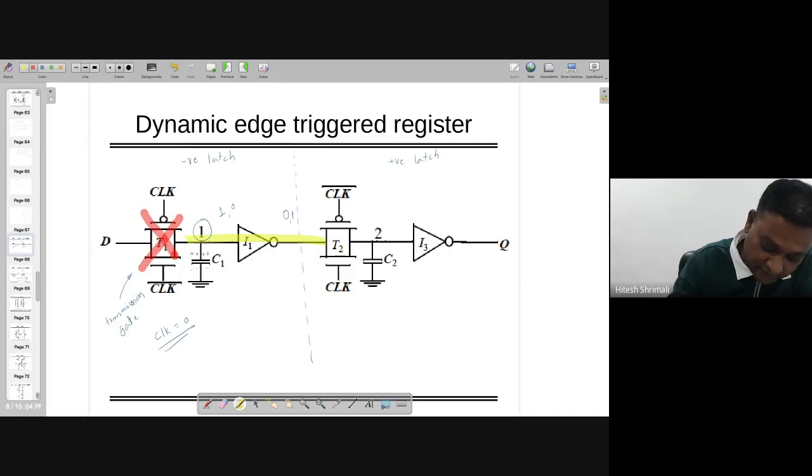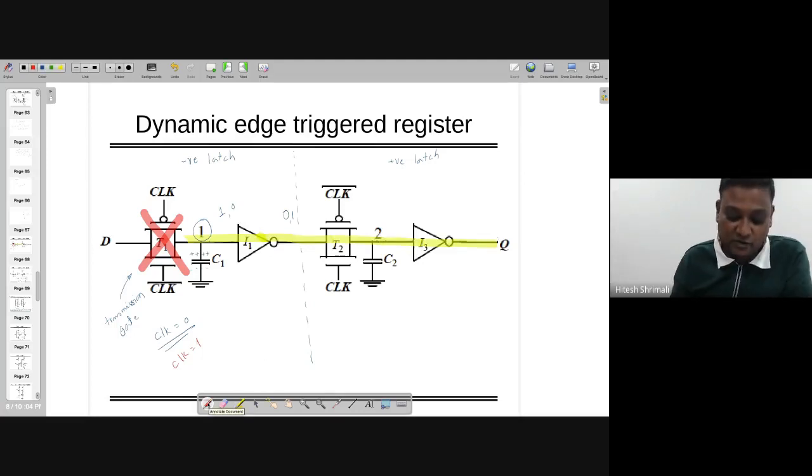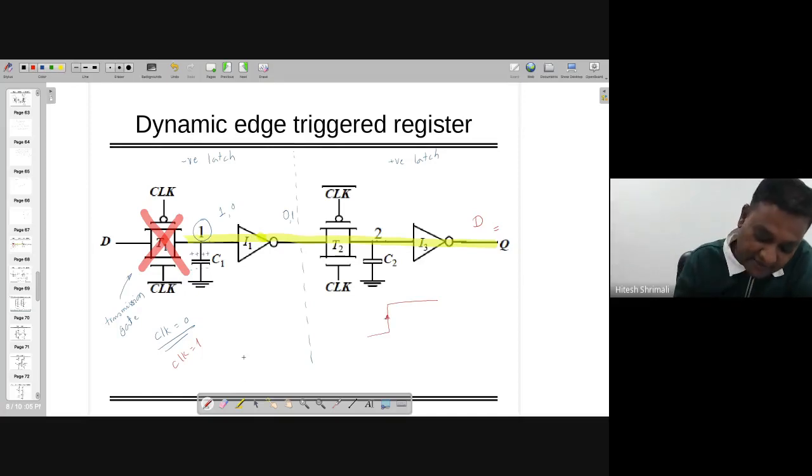Thereafter, when the clock equal to 1, this negative latch is going to be off, and the positive latch will be activated over here. In that case, you can have the data at the output, whatever you sent as D, that will be available at the output. Notably, this is the positive edge. You can see here the data has to be ready before this inverter.